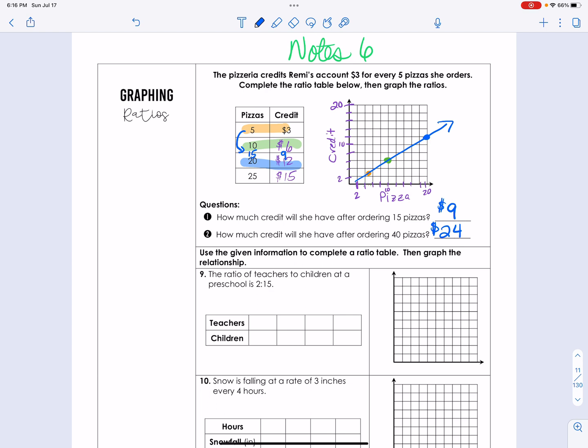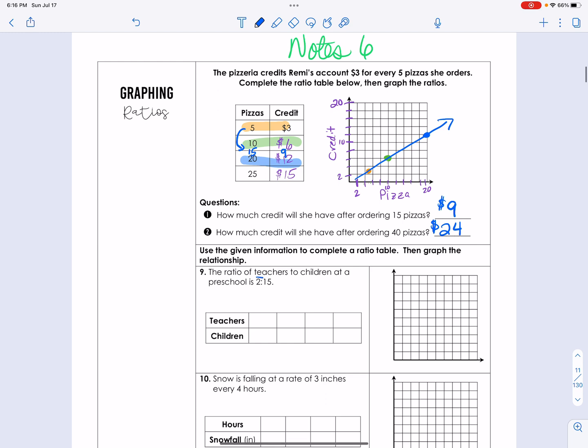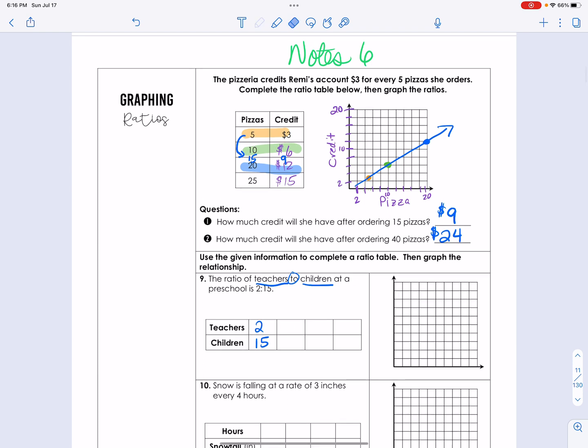Okay, so the ratio teachers to children is 2 to 15. Teachers is 2, there's 15 kids. Okay, and so if I double that, that would be 4 to 30. And if I take it times 3, that would be 6 to 45. And if I take it times 4, it would be 8 to 60.